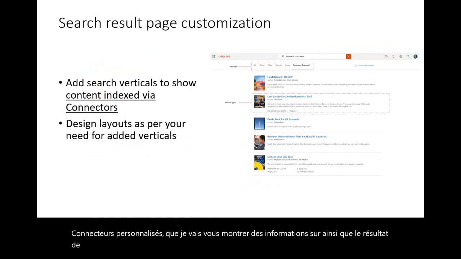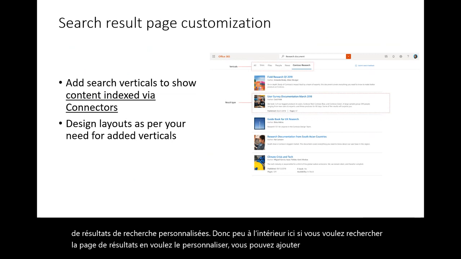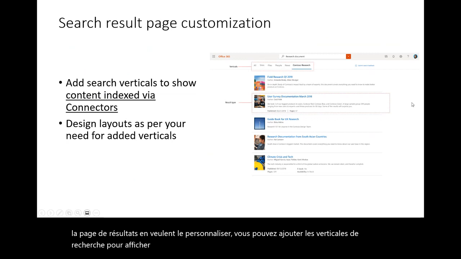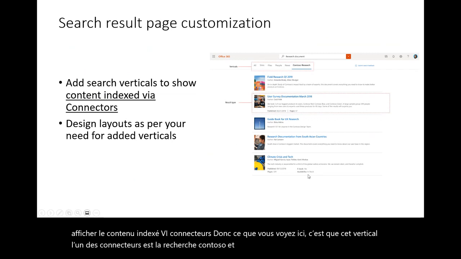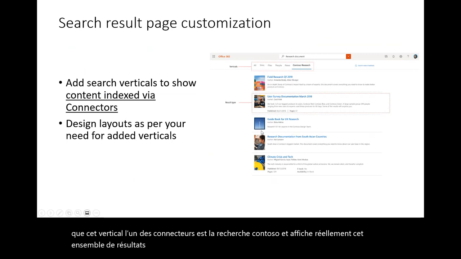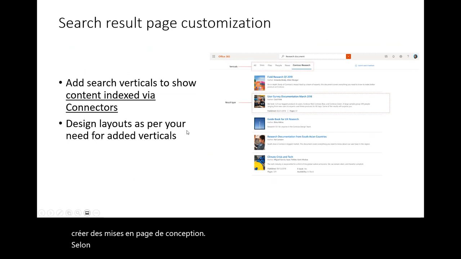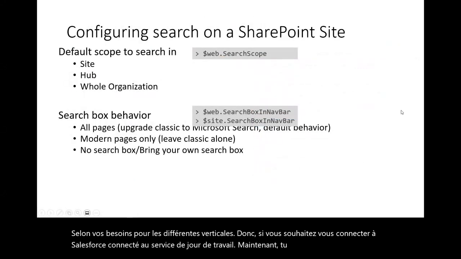So a little bit of insight here. If you want a search results page and want to customize it, you can add the search verticals to show content indexed via connectors. So what you'll see here is that this vertical, one of the connectors is Contoso Research, and actually displays this result set is from research data as well. You can actually create design layouts as per your need for the different verticals. If you want to connect into Salesforce, connect into Workday, ServiceNow, you're going to have that ability to do it.